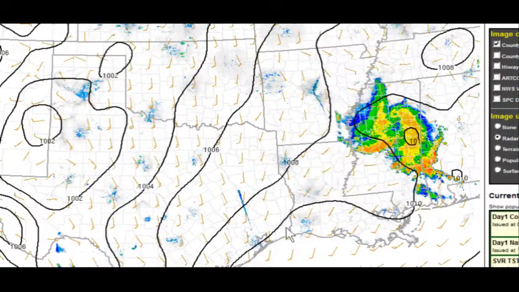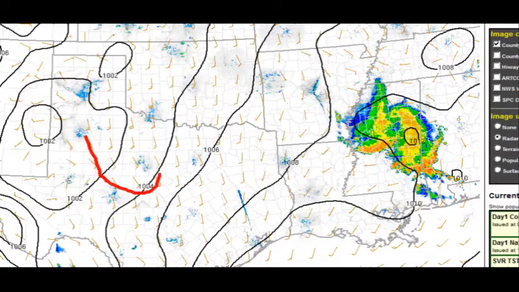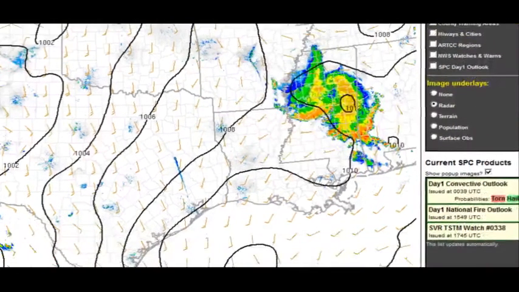Pretty quiet in Texas here, and you can see the onshore flow definitely coming up from the north. 15-knot winds there just off the Cap Rock. And we've got a little MCS moving through Mississippi. You can kind of see the southwest winds here ahead of the MCS.